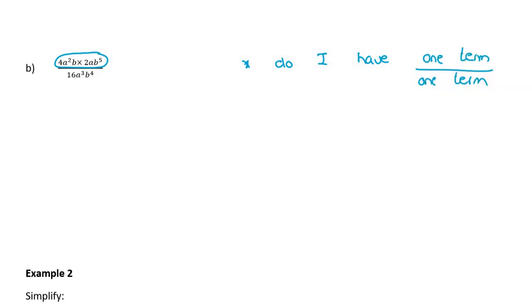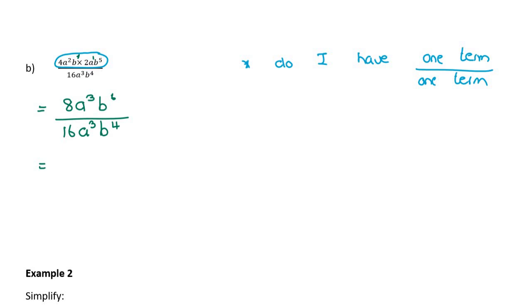So my first step here in exponents would have been to simplify the top. So 2 times 4 is 8. A squared times a to the power of 1. Don't forget when you multiply powers with the same base, you add exponents. And b's, when you multiply powers with the same base, so that was meant to be a 1, you add exponents, over 16a cubed b to the power of 4. So now I've simplified the top.